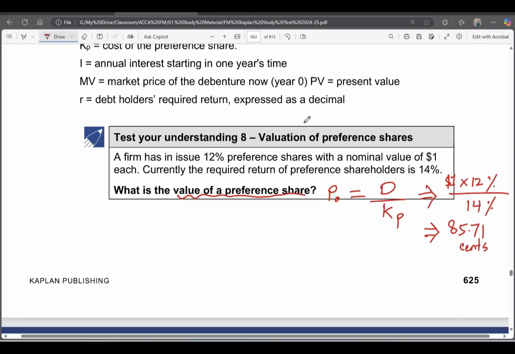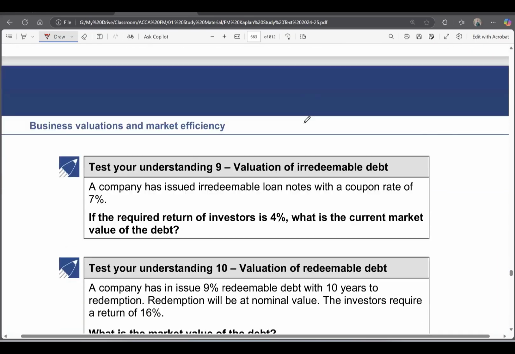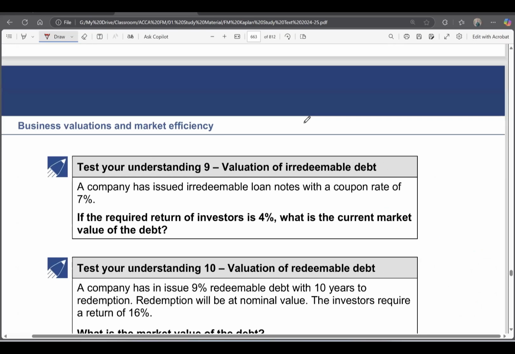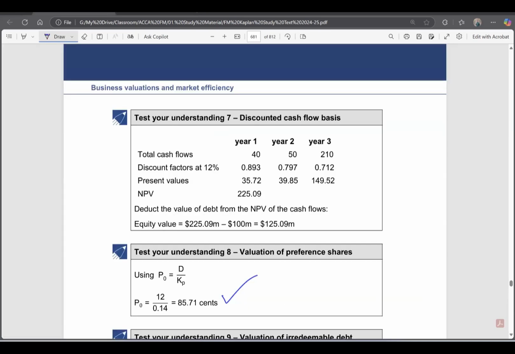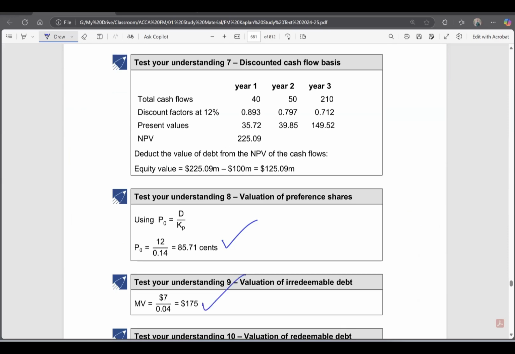Okay. Next. So we have to find the value of irredeemable bond. Once again, to find the value of irredeemable bond, the P naught is equal to interest, we have to take all the interest amount, not 1 minus t, right? And divided by the rate of return, or you can say KD before tax. You have to use it. So what is the coupon payment? 7%. So 7 into 100, 7. KD is 4% only. That's it. 175. Yeah, 175. That's the market value of this bond.